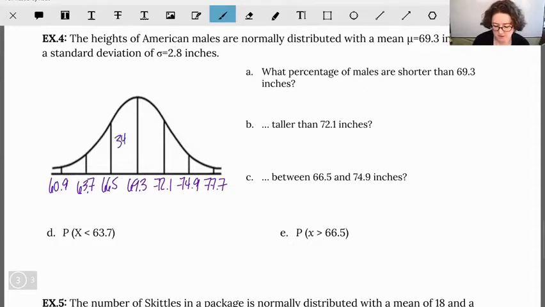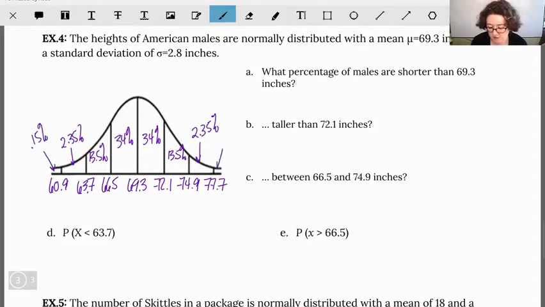Percentages, again, 34 and 34, 13.5. And again, I know this can sometimes take a while, but the more you write these in, the easier it's going to be to remember them, and it will hopefully become second nature on these kinds of problems.